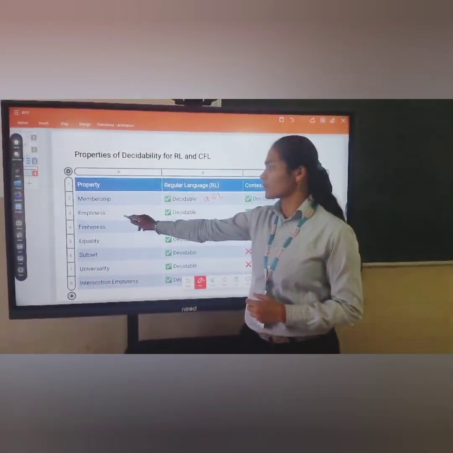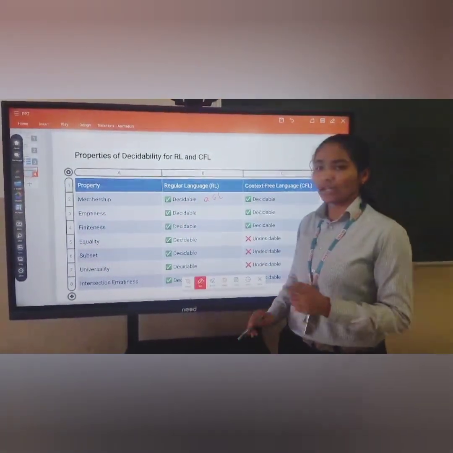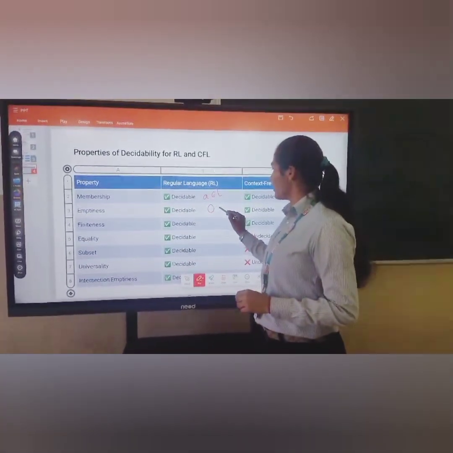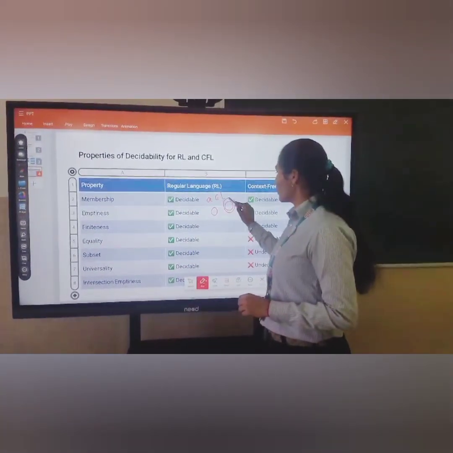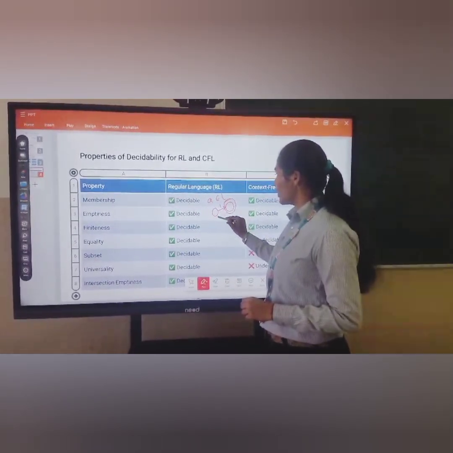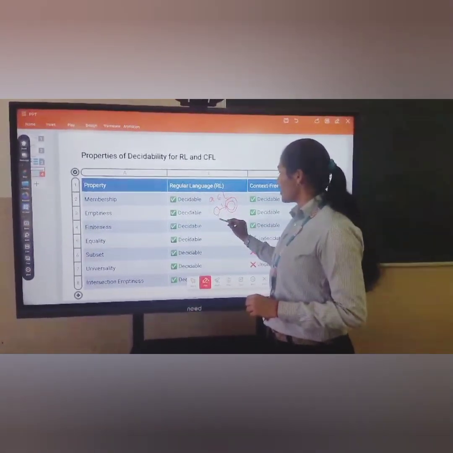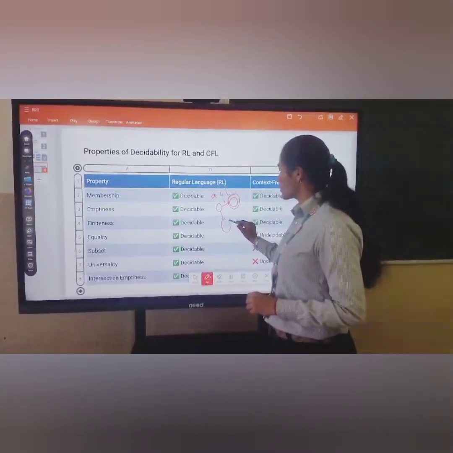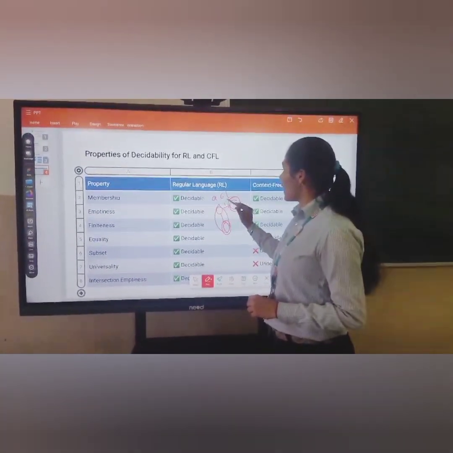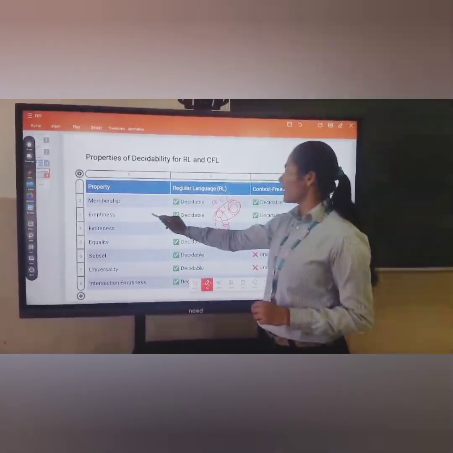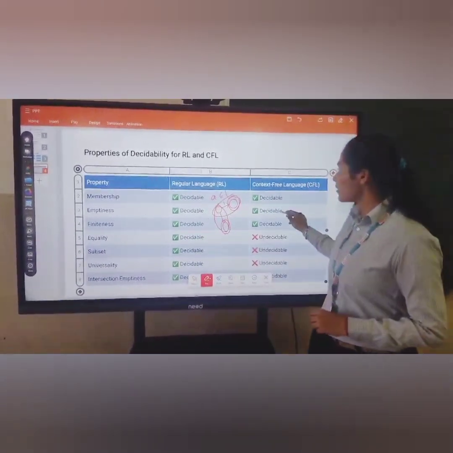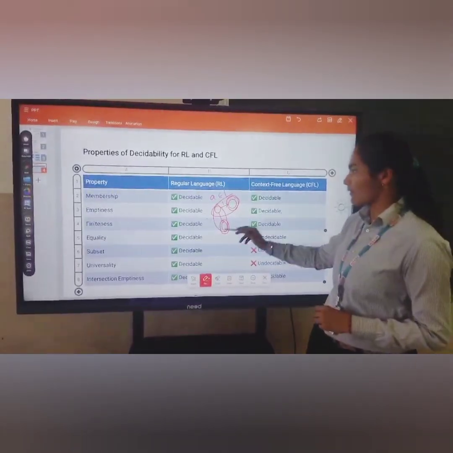Second is the emptiness property. That means the given language does not contain any string. For example, with two machines, one accepts a string but the other does not accept any string. The emptiness property is decidable for the regular language and also decidable for the context-free language.